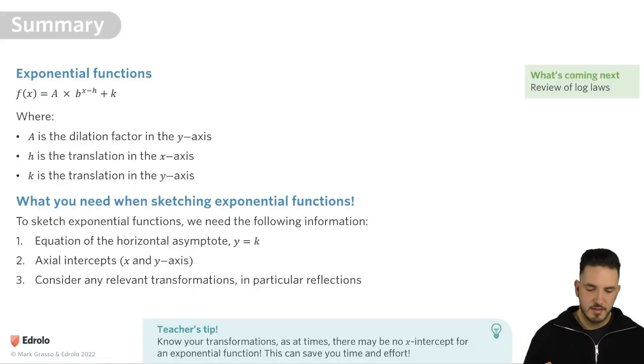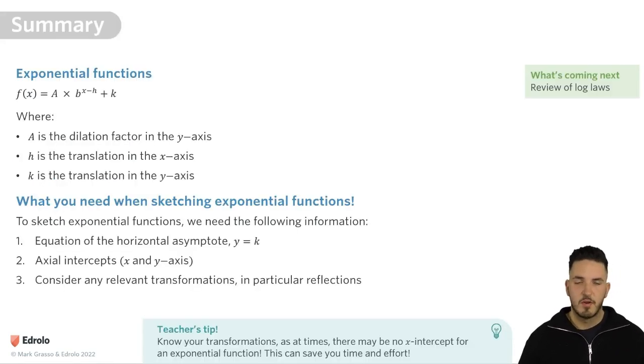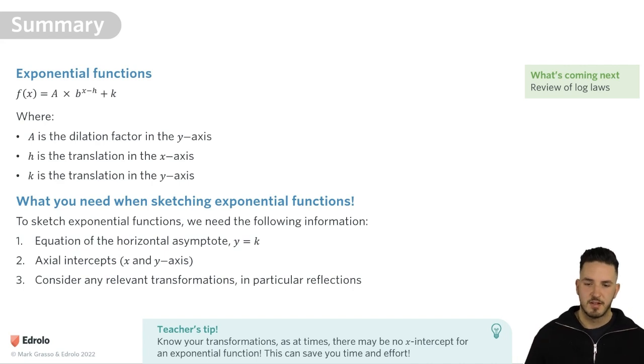So in summary, exponential functions are given in the form f of x equals a times b to the power of x minus h plus k, where a is the dilation factor in the y-axis, h is your translation in the x, and k is your translation in the y. And k is particularly important because that tells you where the horizontal asymptote is.